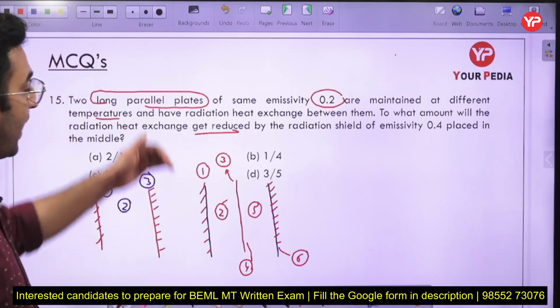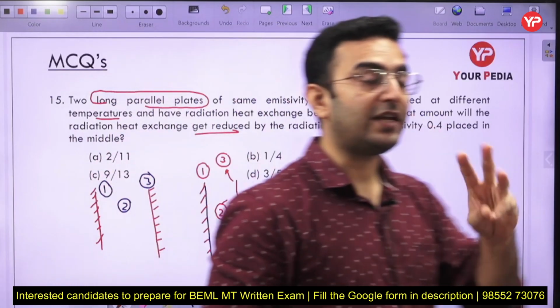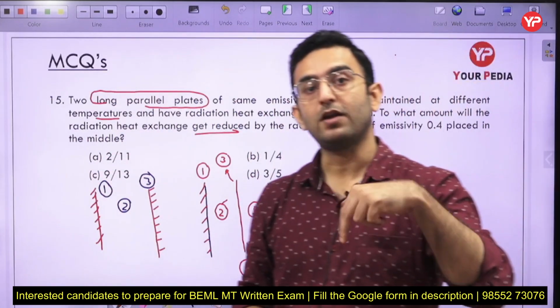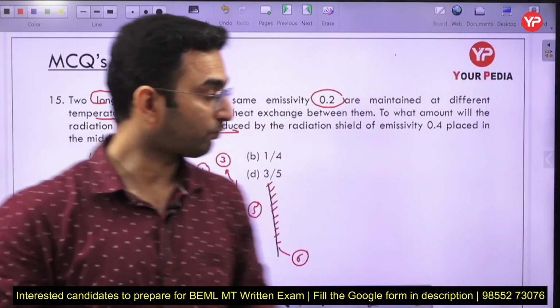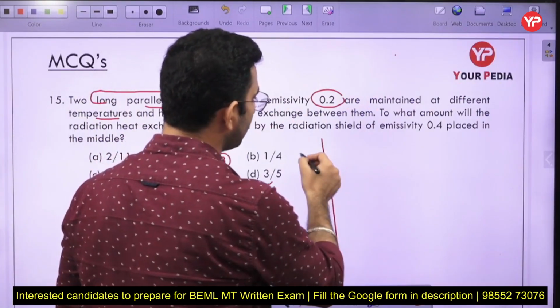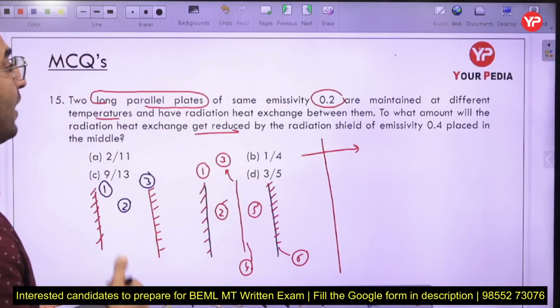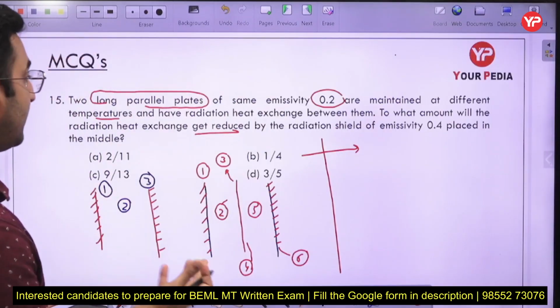So now you can see that by incorporating only one shield between these two plates, we are increasing the total number of resistances by twice here. So just do the calculations here and get your final answer. We have to find out by what amount the radiation heat exchange has been reduced.